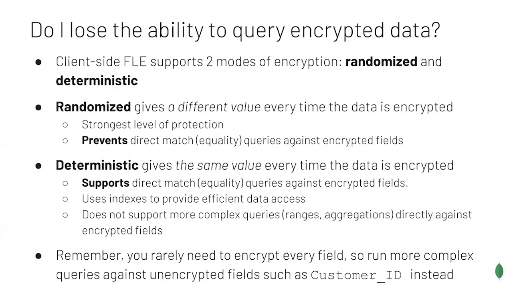Deterministic encryption, on the other hand, gives you the same value every time the data is encrypted. So you can do direct match queries on encrypted fields. You can still use indexes to provide very efficient data access. What it won't do is support more complex queries like range queries and aggregations and regexes, but it's very rare that you're encrypting every field of your document. So you would use those other fields that haven't been encrypted with client-side FLE to run those more advanced queries.